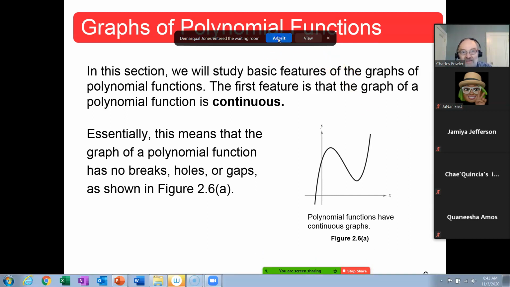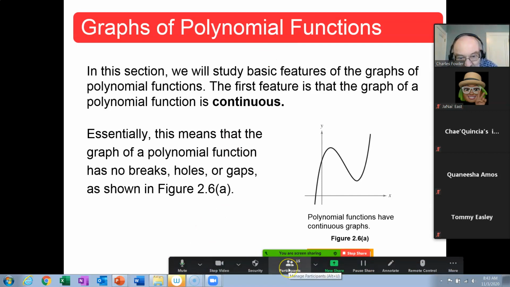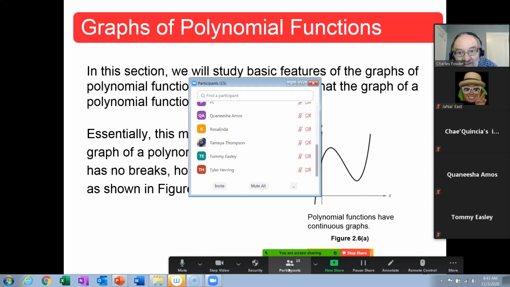My wife said I was sounding hoarse, and here's D. That's who we lost, and he's coming back. So I already marked him present. That should have us back to 14 students.